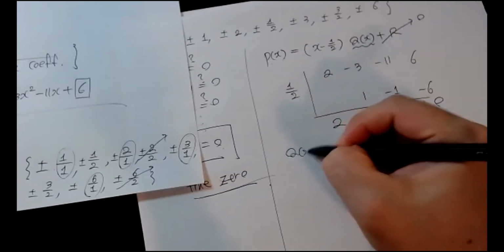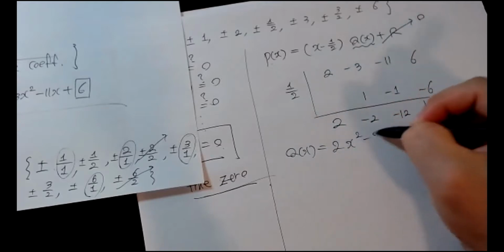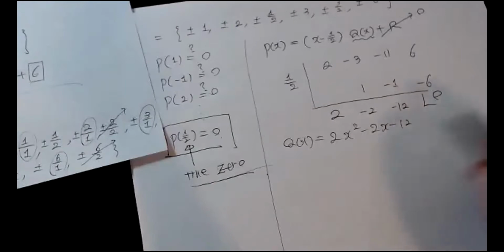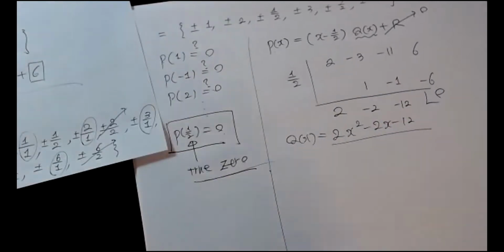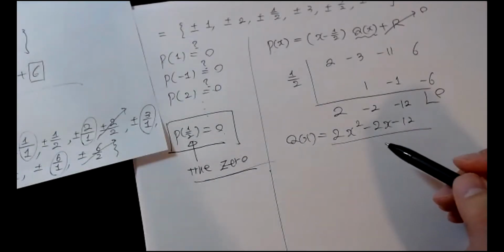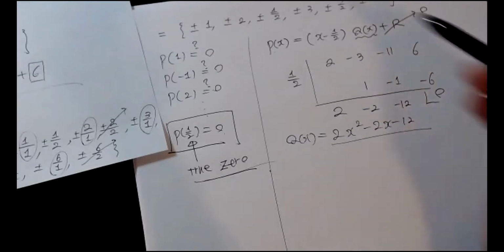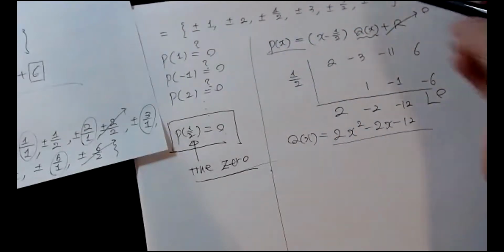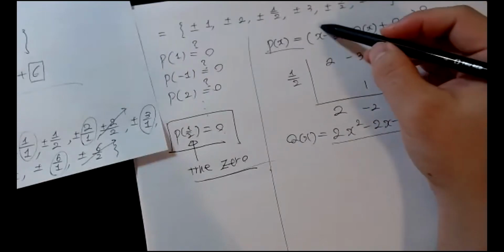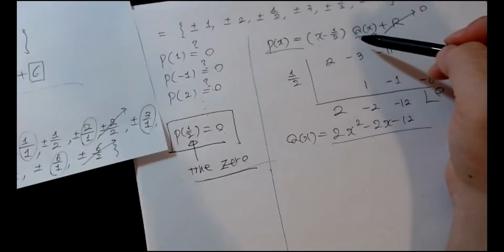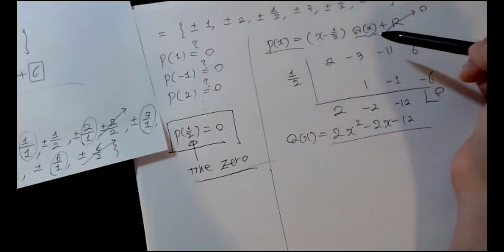So q of x is 2x squared minus 2x minus 12. This is a quadratic function, so it's not a big deal to find the zeros of q of x. Keep in mind, the goal is to find all of the zeros of p of x. We already have one zero, which is 1/2, because when x is 1/2, x minus 1/2 is 0, so p of 1/2 is 0.